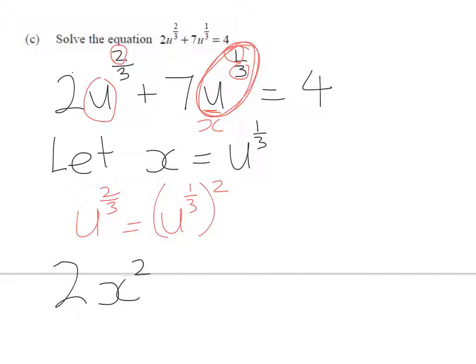Once I make that substitution, here's what I get. 2x squared plus 7x equals 4. And if you've just done question 2a, which was in an earlier video, you'll recognise that quadratic. It was part of our easy achieved question 2a. Okay, so we're going to solve this now on the next slide. Okay, so we get 2x squared plus 7x minus 4 equals 0.